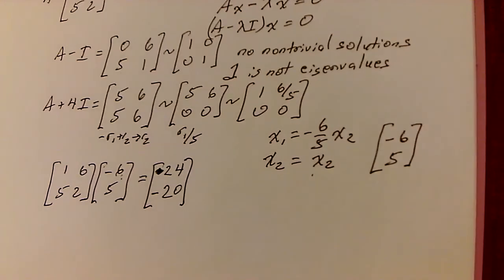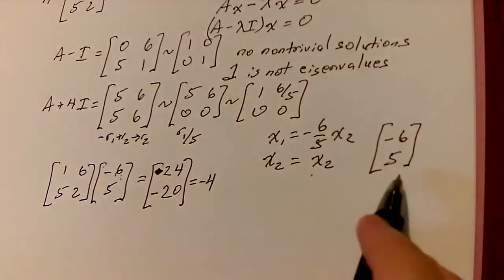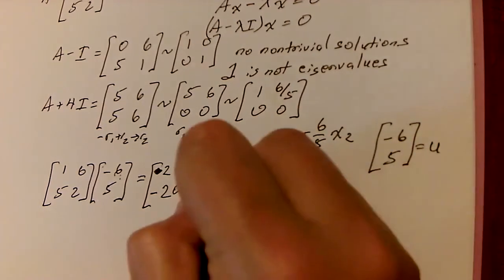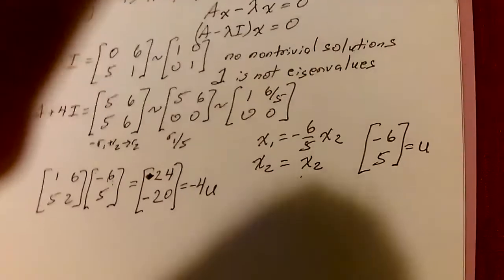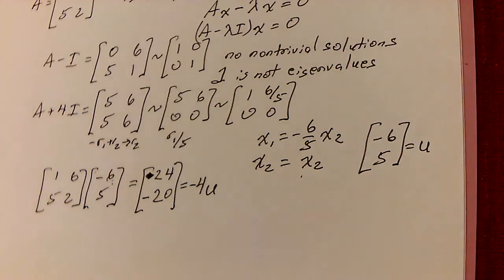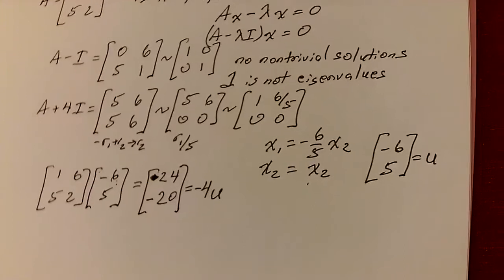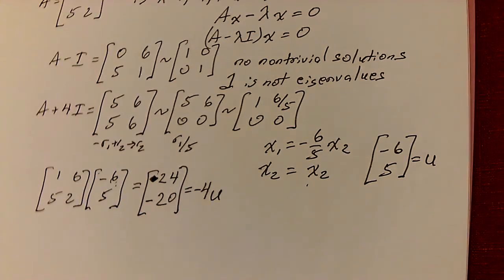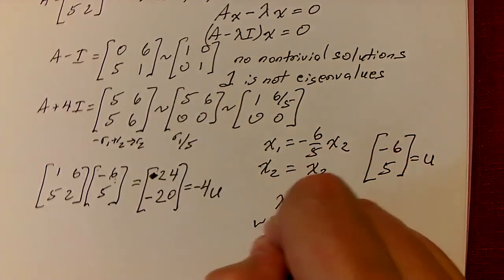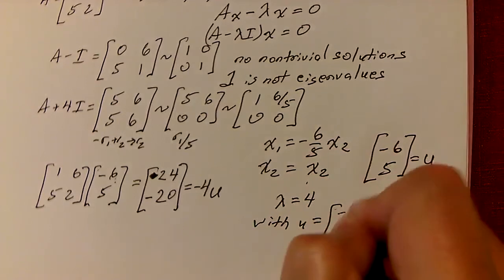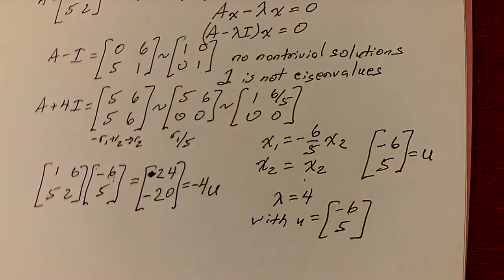And notice that this is exactly negative 4 times the vector I found over here. Let's call this vector u. So this is negative 4 times u. Okay, perfect. We confirmed that that is an eigenvector and that negative 4 is an eigenvalue. So lambda equals 4 with u equal to negative 6, 5. That's the eigenvalue and the corresponding eigenvector.